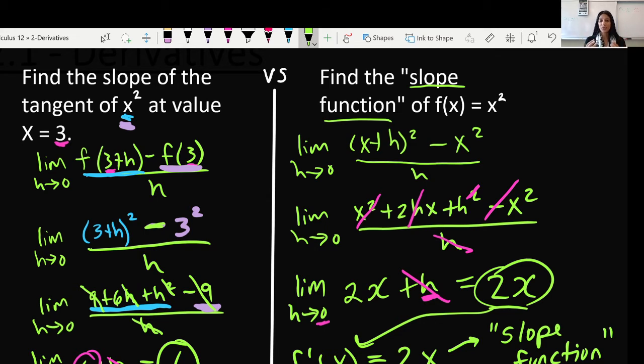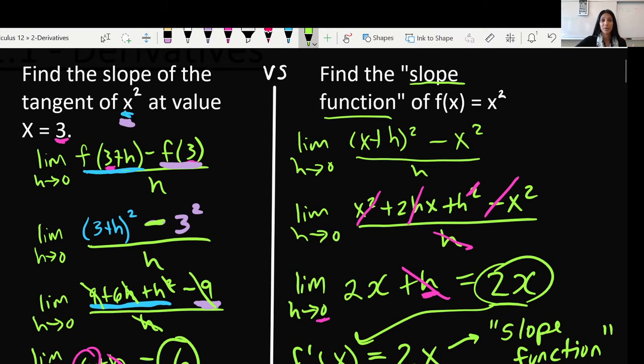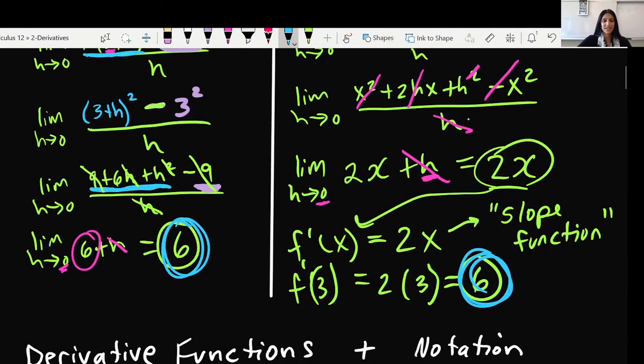That's the general equation for the slope function. So I wouldn't have to find it specifically for 3. I could use this for any point on that graph to find the slope. But in this particular case, we were looking for 3. So I'm going to do f prime of 3. That's the notation we would use, would be 2 times 3. So I still get that same value of 6 that I got here. So we get to see that they are exactly the same and it means the same thing.